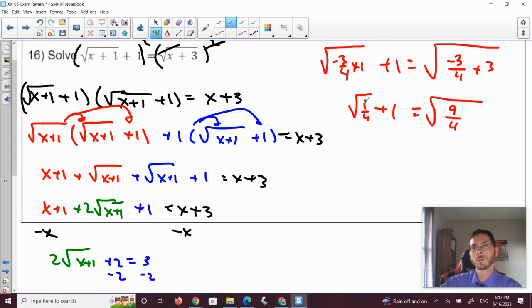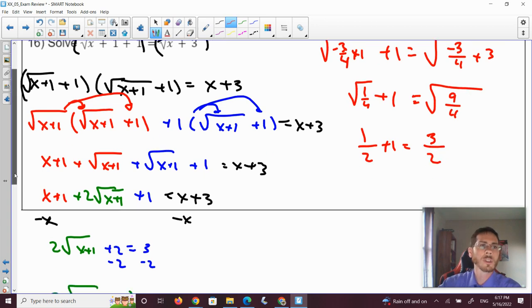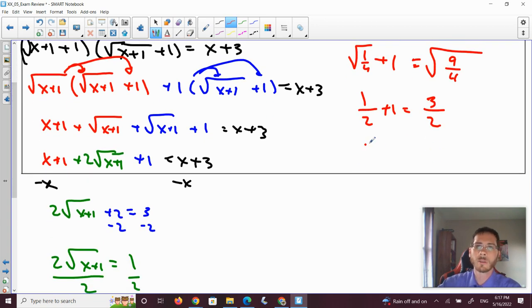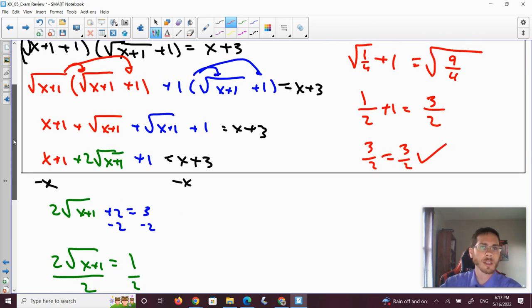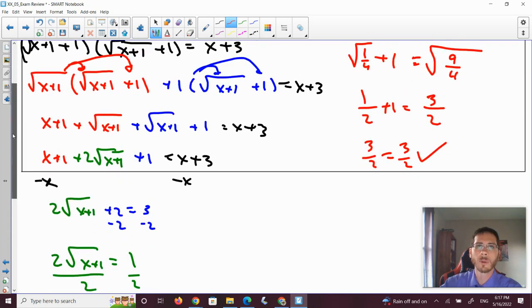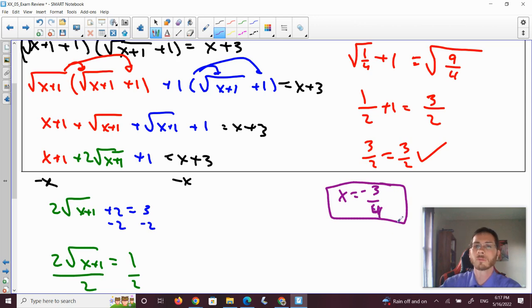I can actually square root this, because the square root of 1 is 1, the square root of 4 is 2. Square root of 9 is 3, square root of 4 is 2. And 1/2 plus 1 is 3/2. So yeah, I'm going to keep my answer. My answer was -3/4. So x equals -3/4. That worked. All right, we're good.